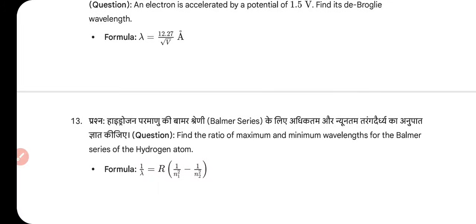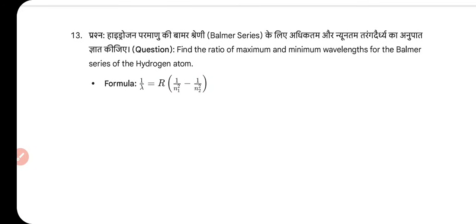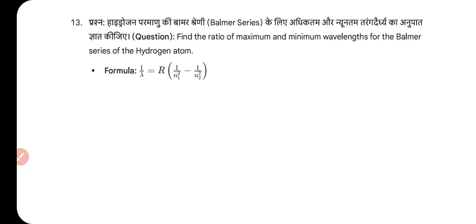Next, the spectrum of the hydrogen series is also important for the exam paper. What types of questions come on the spectrum of the series? Find the ratio of maximum and minimum wavelength for the Balmer, Lyman, Paschen, Pfund and Brackett series of the hydrogen atom. The formula of the hydrogen spectrum: 1 upon lambda equals R, Rydberg constant, bracket 1 upon n1 whole square minus 1 by n2 whole square.